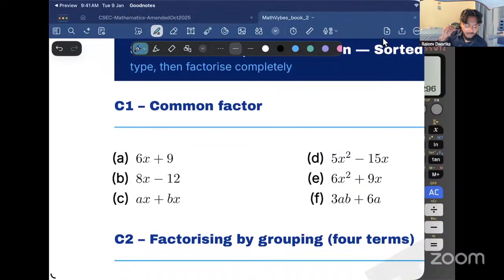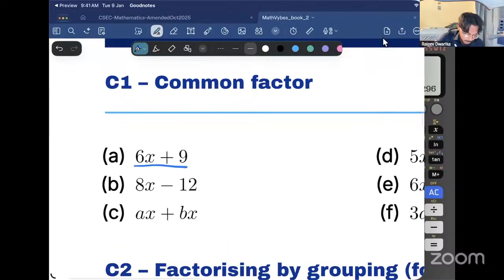Alright, so Avisha, let me tackle this question. What's a common factor of 6x and 9? What's something that could go into both 6x and 9? 3 could go into both. What would I multiply by 3 to get back 6x? 2x. And what would I multiply by 3 to get back 9? 3. Brilliant. And if I expand it, I'll get back 6x plus 9, yeah?